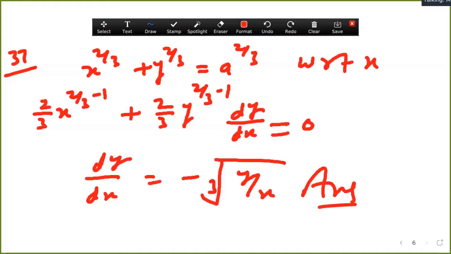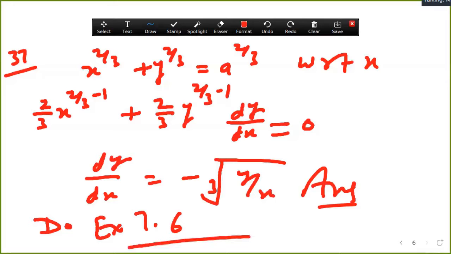Okay. Now this is exercise 5.6. Do exercise 5.6 using this concept. Further, if you differentiate the function a second time.